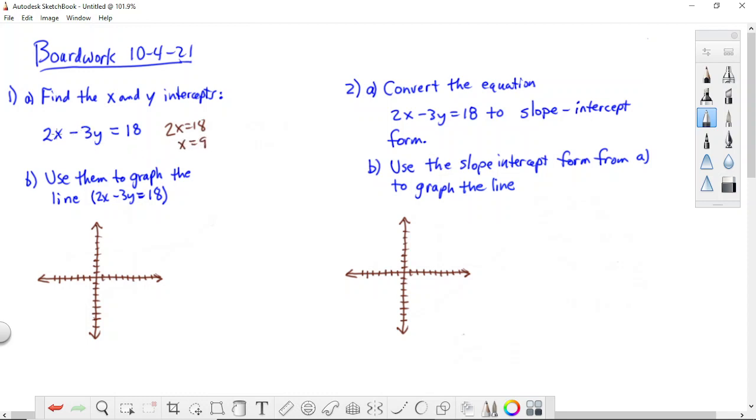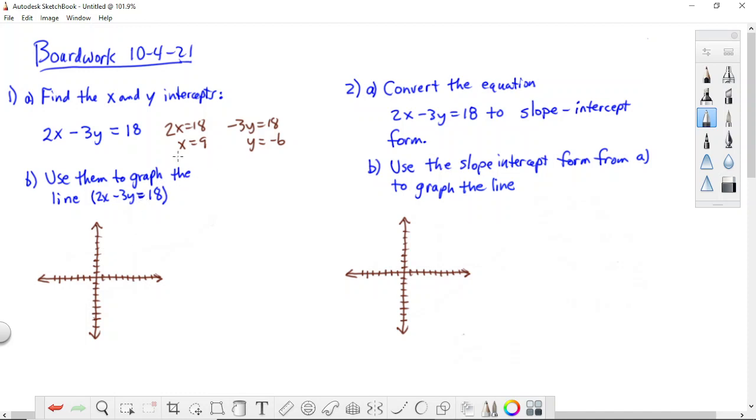To find the y-intercept, we cross out the x term. And then what's left, we solve for y, which is negative 3y equals 18. So negative 3y equals 18. Solve that for y. Divide both sides by negative 3. We get y equals negative 6. Okay, so that's it. Now let's use those intercepts to graph this line.